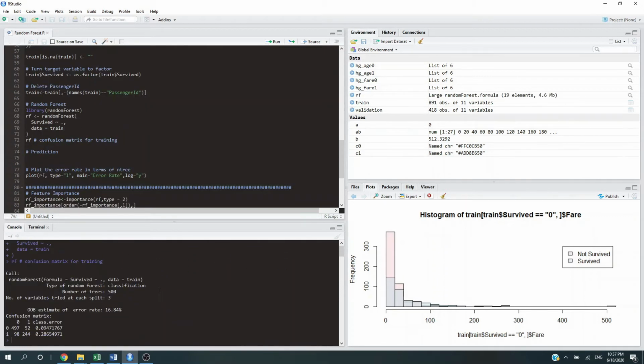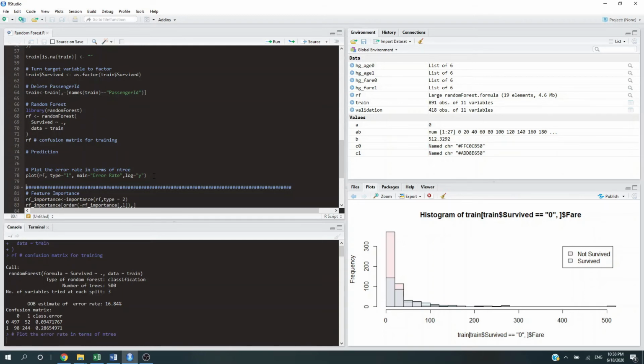Let's briefly look at the model. Random forest classification, number of trees 500, number of variables tried at each split is 3, out-of-bag estimate of error rate 16%. And this is the confusion matrix. Right, the diagonal shows the correctly predicted records, while the off-diagonal shows how many records the model got wrong. So overall, the error rate is about 17%.